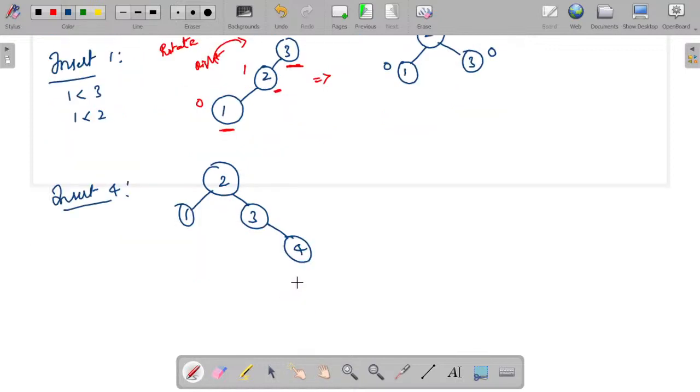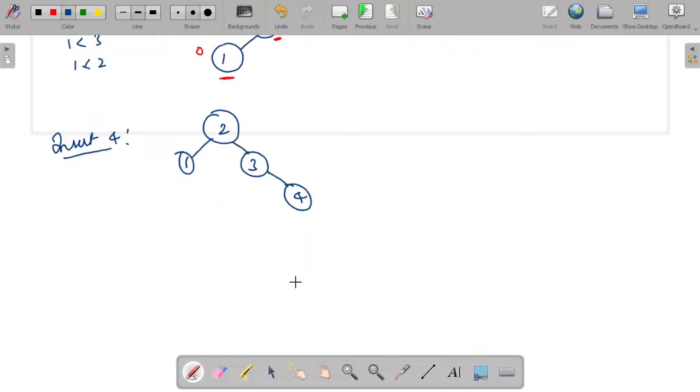And after inserting 4, now we should calculate the balance factors. So the balance factors are going to be this. For leaf nodes, it is going to be 0. And what about this node? On its left side, there are no child nodes, so it is going to be 0. And on the right side, we have one node, so it is going to be 1.